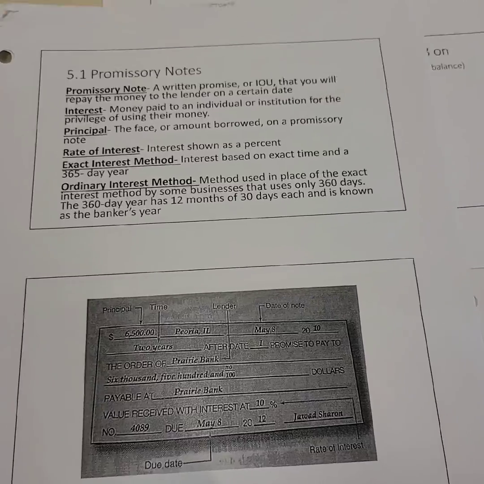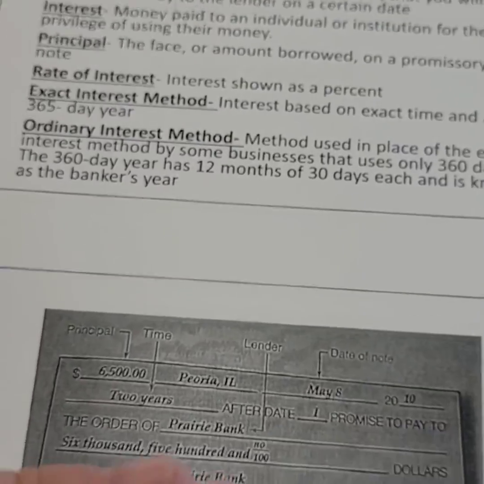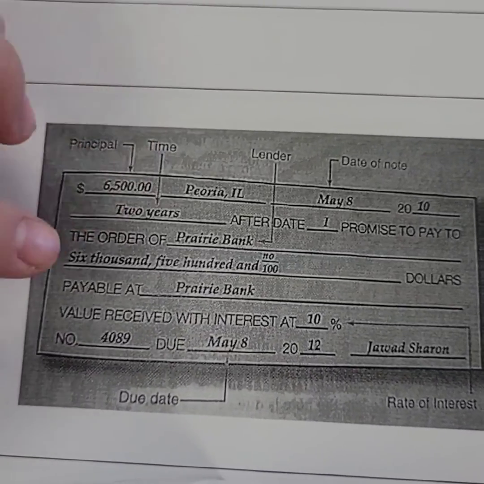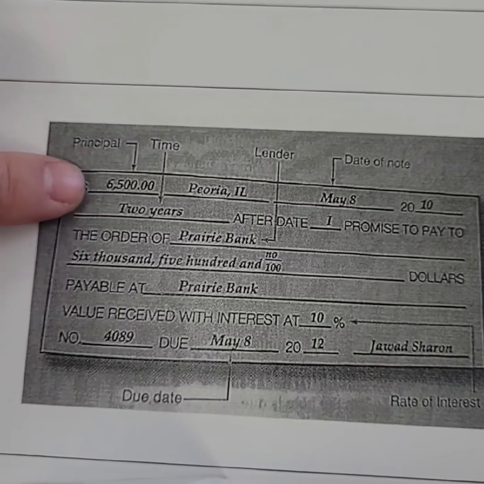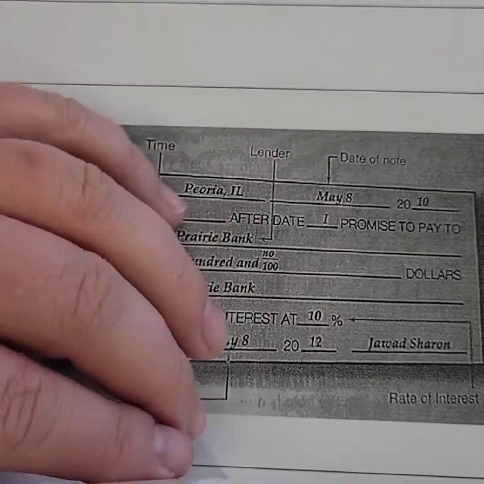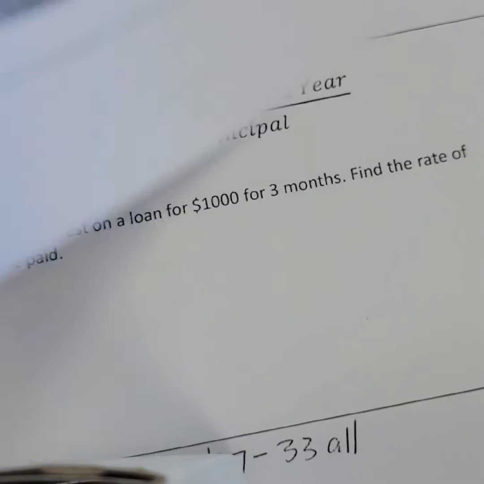So if I go in here, this is an example of a promissory note. It's got the name of the person, the place that they owe it back to, how long, the amount of money, the date it's due, and the person that it's given to. So it's important to have all those things.